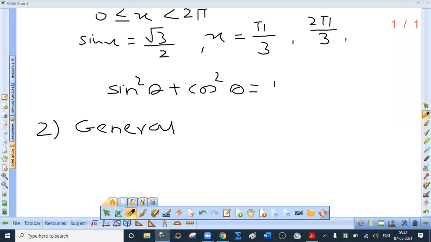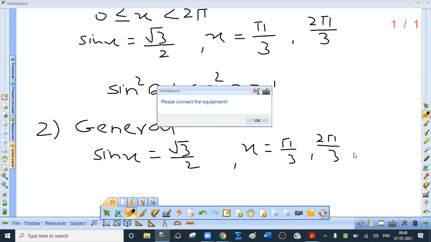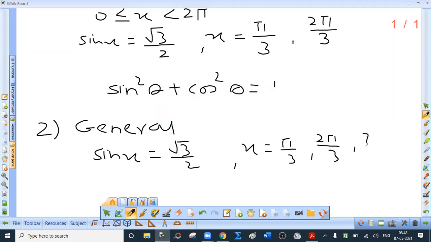The solutions of a trigonometric equation which are generalized by using the periodicity are called general solution. For example, for the equation sin x equal to root 3 by 2, we know that for angle pi by 3, then 2 pi by 3, then another angle 7 pi by 3, for all these angles, sine ratio is the same.